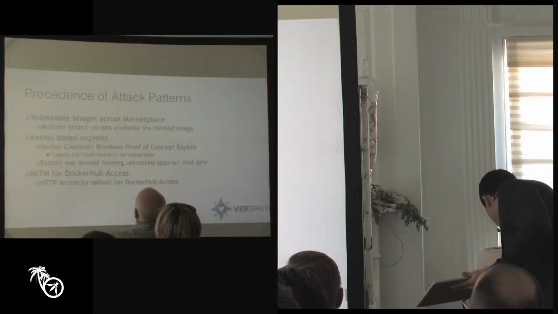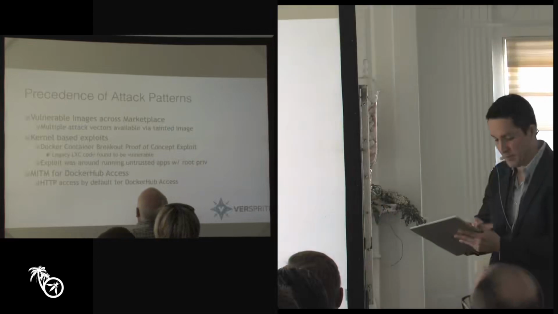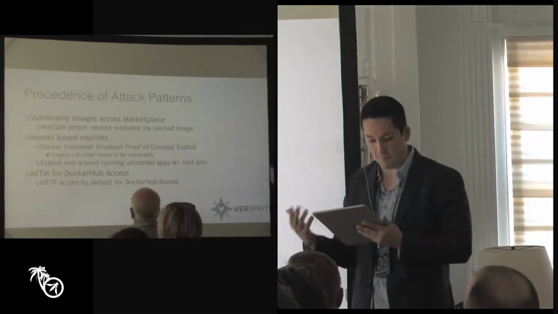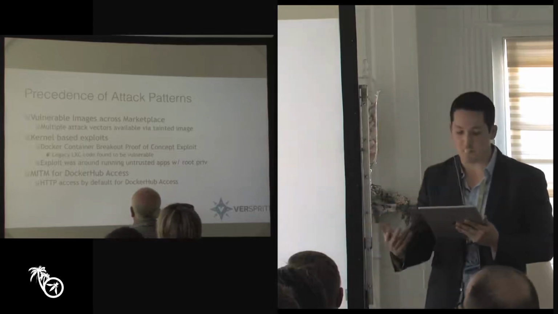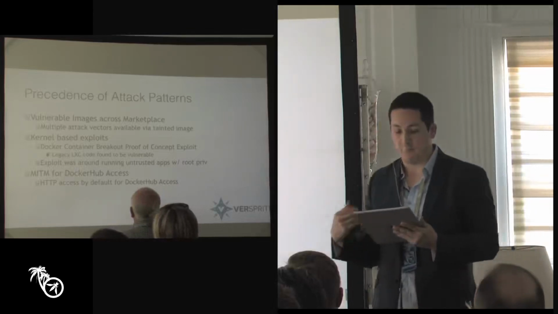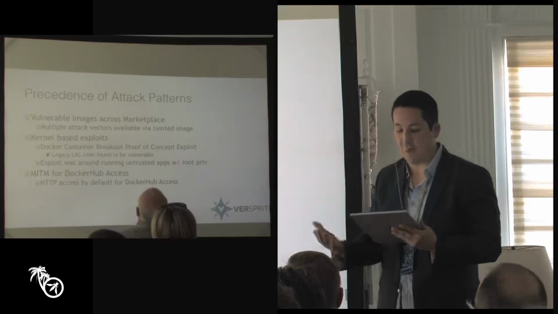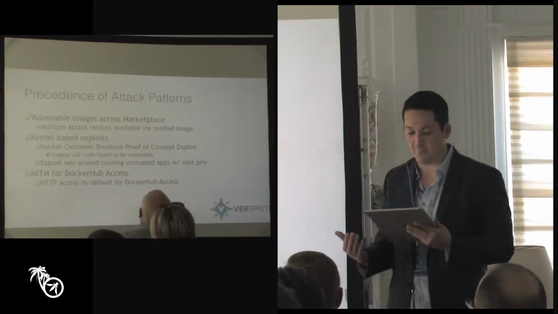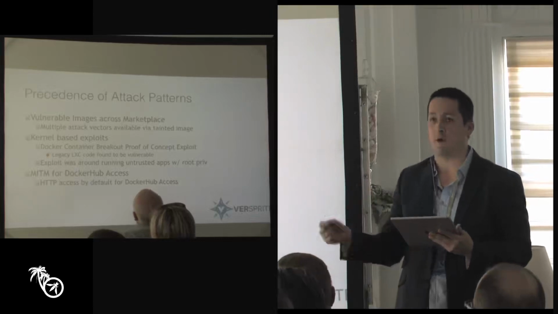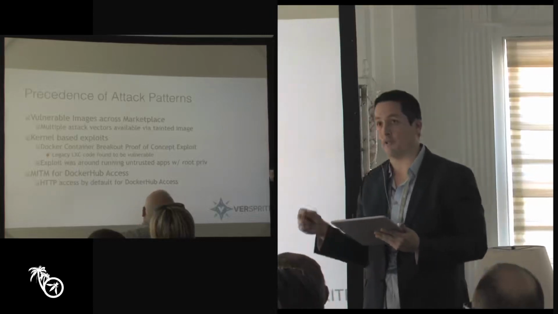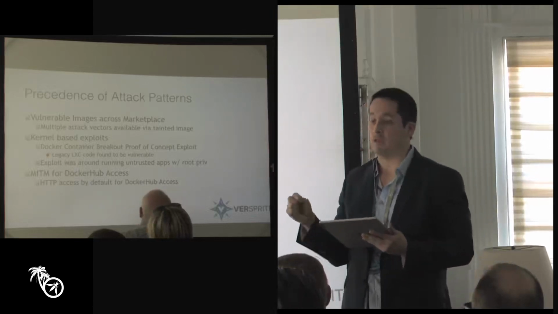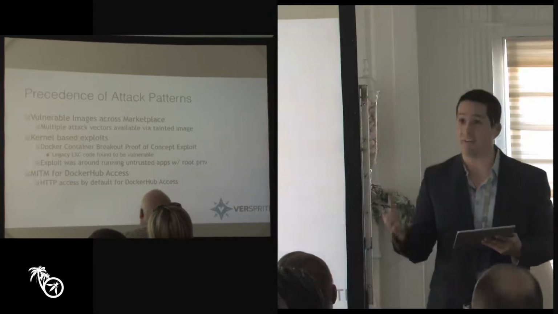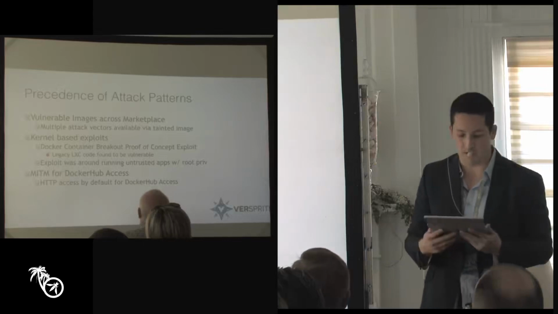Okay. So precedents of attack patterns. We talked about the precedents of some container weaknesses. We want to match those with some attack patterns, and these have actually happened. So there have been vulnerable images across the marketplace. Multiple attack vectors, including tainted images, have had malware references in them, and or deliberately reference application components that have had known vulnerabilities, even Heartbleed.